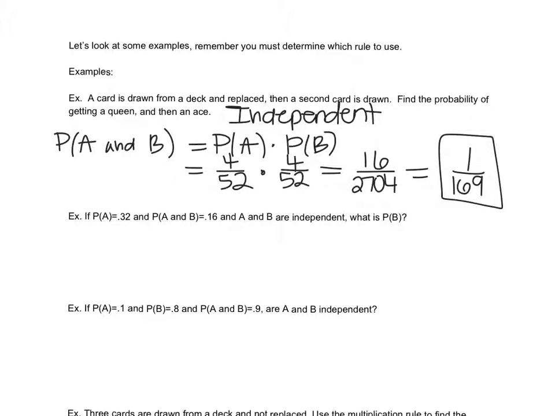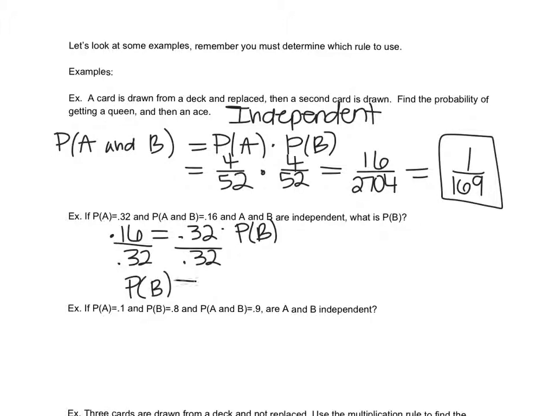Next we have that if the probability of A is 0.32 and the probability of A and B is 0.16 and A and B are independent, what is the probability of B? So we're going to use the same formula, but we're going to plug in what we know. We know the probability of A and B is 0.16. We have 0.16 equals the probability of A, which is 0.32, times the probability of B, which we don't know. In order to solve for the probability of B, we divide both sides by 0.32. So the probability of B equals 0.5, because 0.16 divided by 0.32 is 0.5.